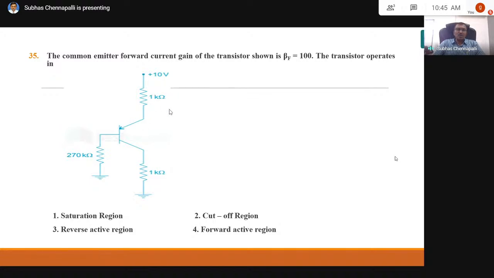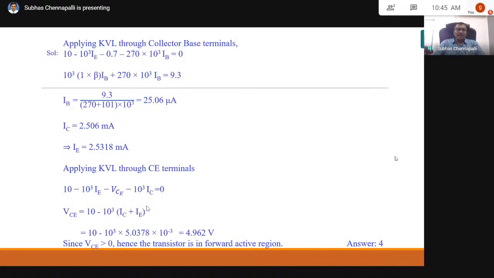10 volts is equal to IC times 1 kilo ohm, plus VCE, plus IE times 1 kilo ohm. Then the only variable is VCE. That's what I have done. So I can always substitute values for IE and IC straight away. You substitute IE and IC, you will get VC as 4.962 volts.